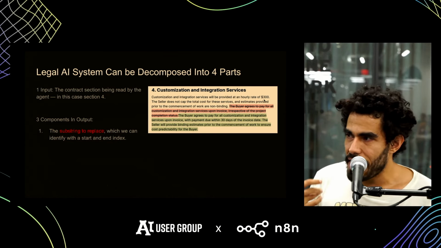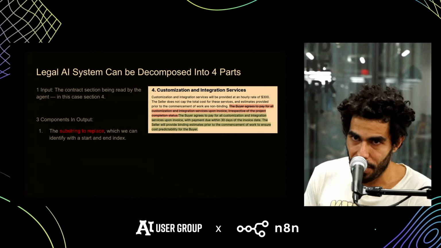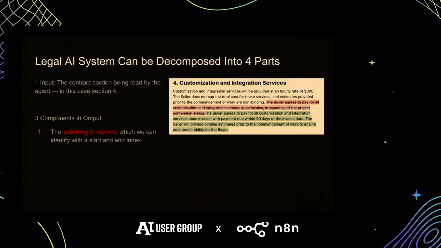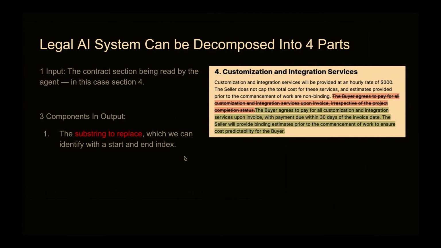And then the system is actually producing 3 distinct outputs for us. And how those are sequenced doesn't really matter. What matters is that we can decompose them into 3 outputs. So the first one is that we're coming up with a substring that we're going to replace in the contract, which is in red. And the way that we're going to identify that is by figuring out the index at which that substring starts within the larger section and the index at which it ends.